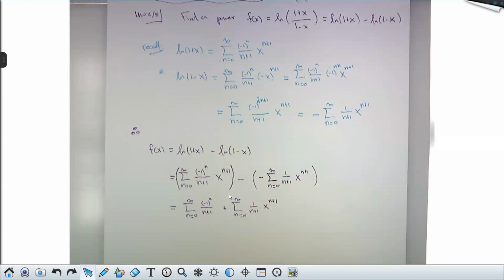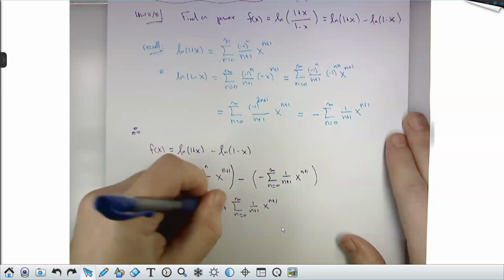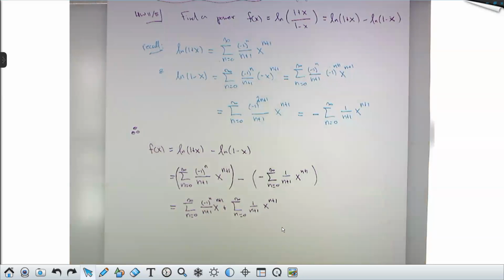Certainly, this is not written as a single power series yet. Oh, I need my x to the n plus 1 here, sorry. So before I can write this as a single power series, I need to see how these two are going to combine. And there's a bunch of ways to do that. I'll show you how to do it while staying within the sigma notation.